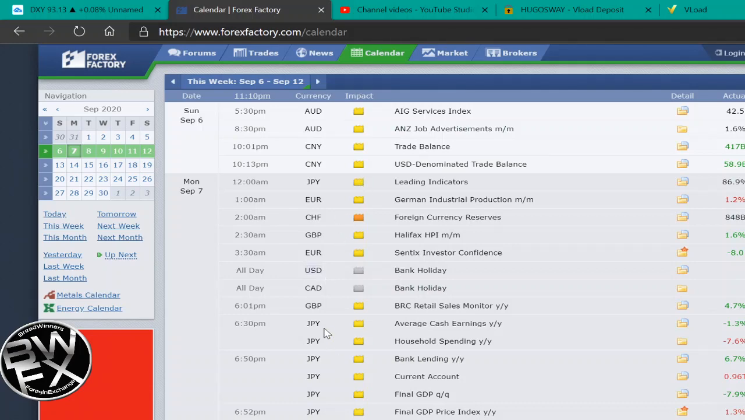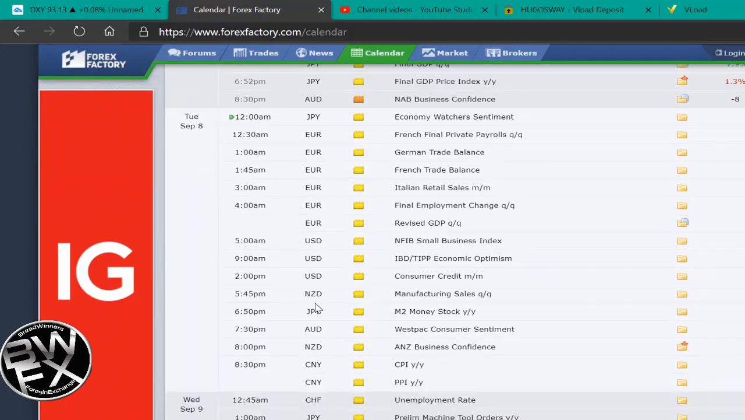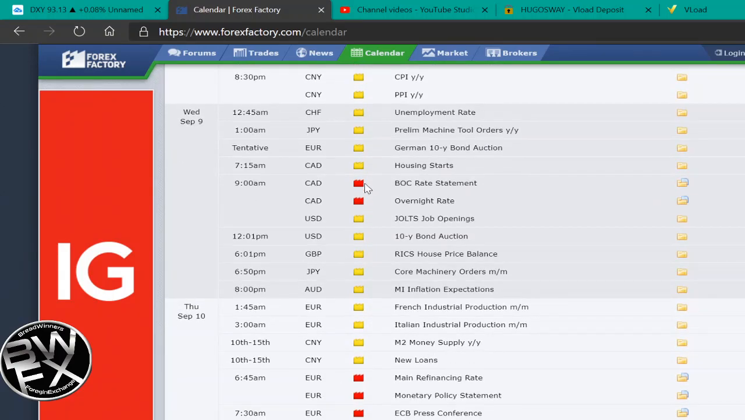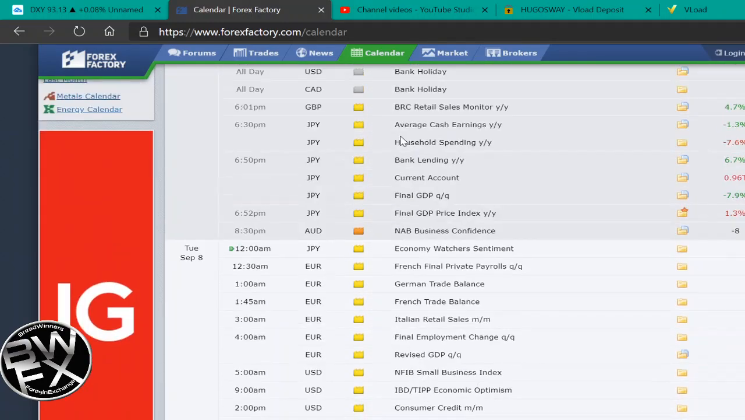First things first. There's not much major news until Wednesday, that I can tell, because of the red folders and orange folders. Pretty much the yellow folders are low impact news.